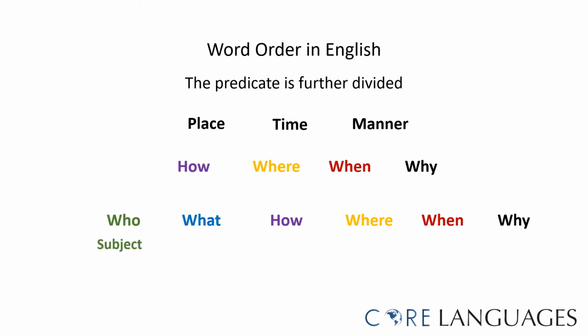Who tells us about the subject of the sentence. What tells us about the verb and the object. How tells us about the manner in which something is done. Where tells us about the place or the location. When tells us about the time. And why gives us a reason or purpose.